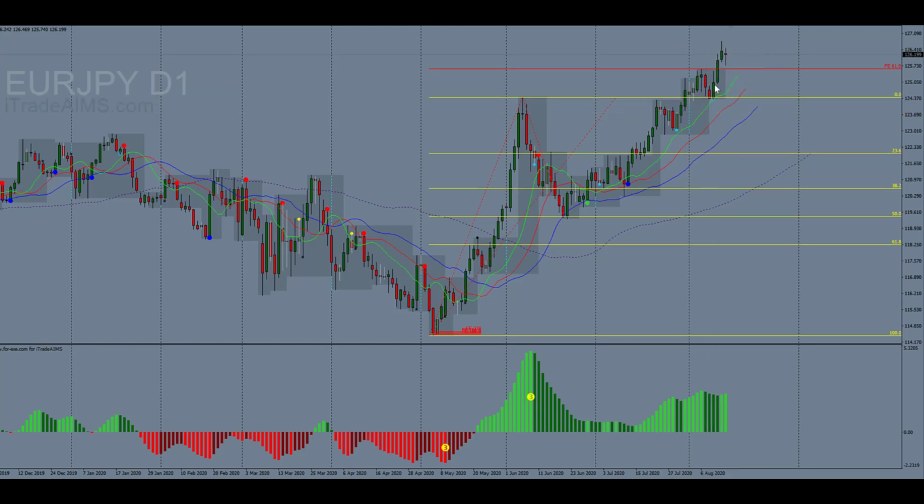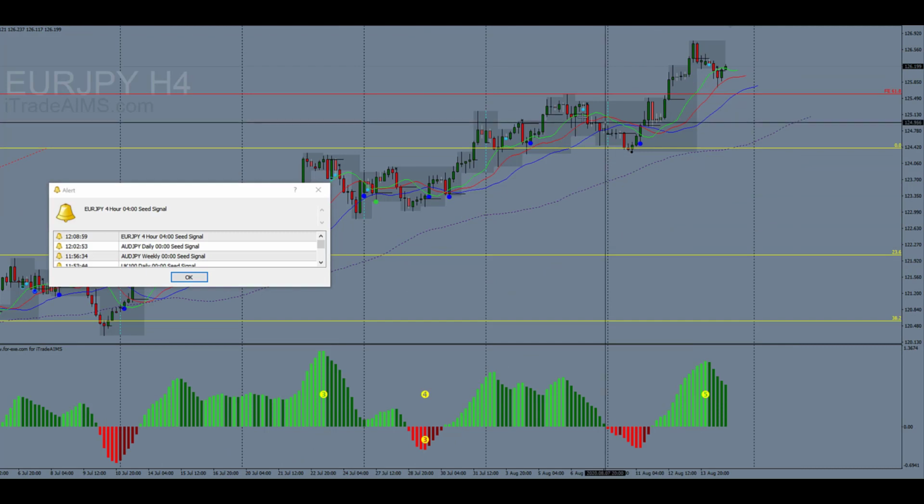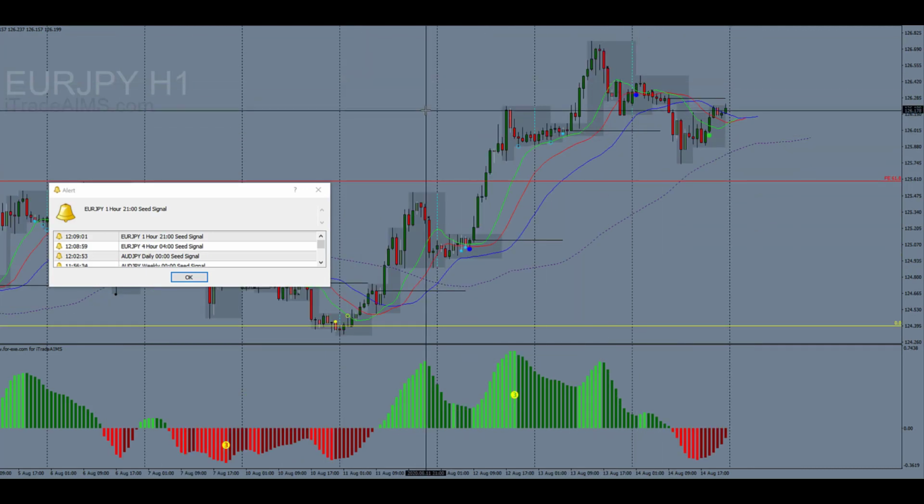For this cherry, the range of the cherry was too big, and the high of the cherry was very close to the box, so your entry was supposed to be at the box, but that meant that your stop loss was too big. Instead of that, because you see these two things here, you could have taken a trade on the 4-hour chart or even on the hourly chart.